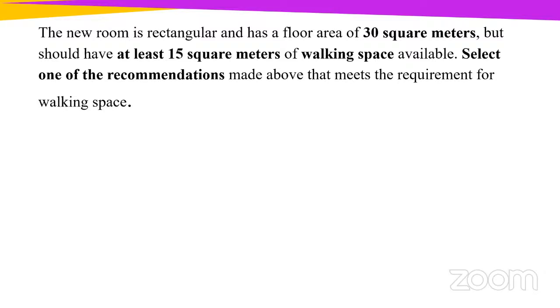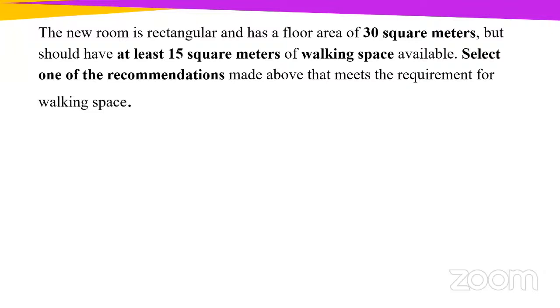See, David Dunkley's hand is raised. Dr. White, probably we can unmute him. Let me go to David. All right. Go ahead, David. Okay, David, I'm going to unmute you. You should find the area of all the furniture and then add them up and subtract from the total area of 30 square meters, and then check if you have at least 15 square meters left of walking space.